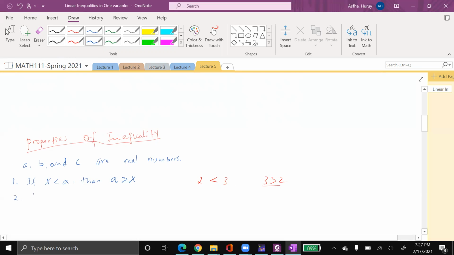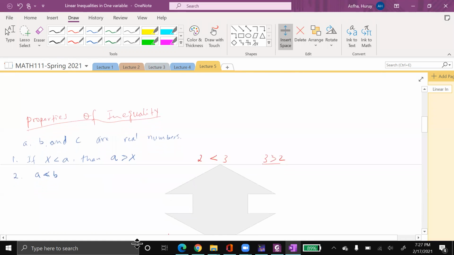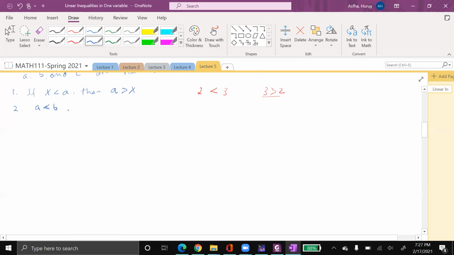And the next property is if A is less than B, and if B is less than C, then if we have A less than B and B is less than C, then what can we say about the relationship between A and C? Well, A is smaller than C.